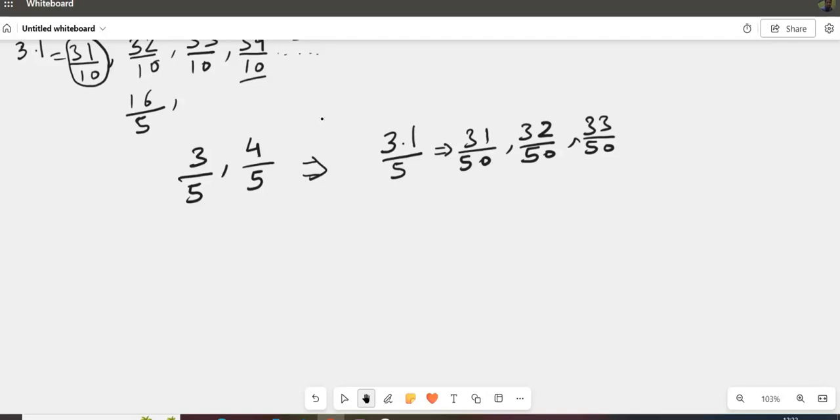And if we see that 3 by 5 is 0.6, and 31 by 50 is 0.62.